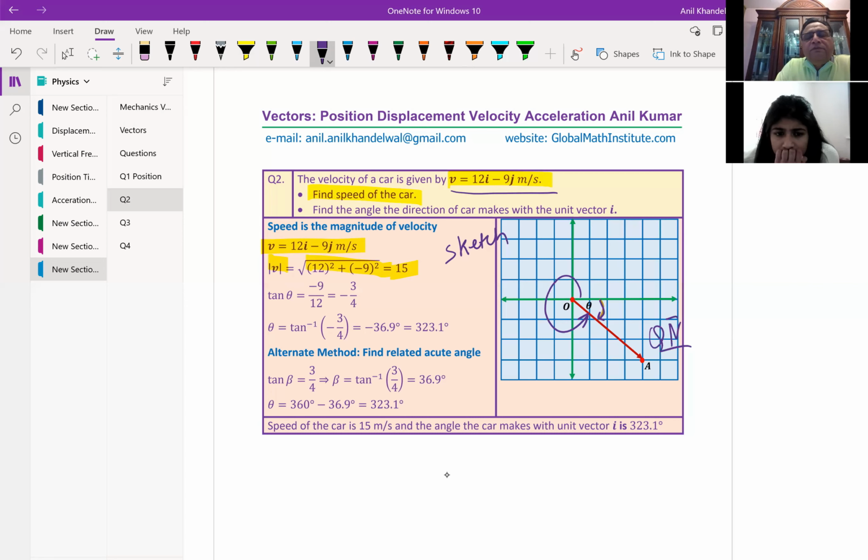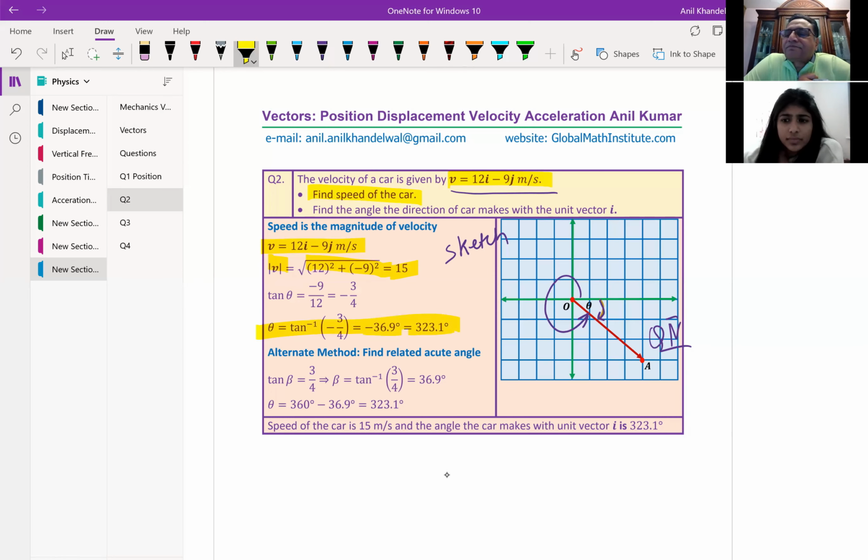So here, what we have done is directly substituted the values, and we got tan theta as minus 3 over 4. And when we use the calculator, we do get the right answer. The right answer is minus 36.9, correct? Or you could write this as 360 minus 36.9, and you do get the right answer in this particular situation.